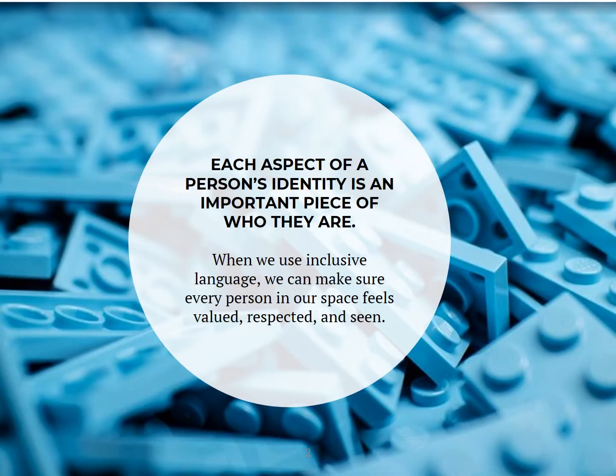First, I want to take a moment to talk about why this is important to learn. Each aspect of a person's identity is an important piece of who they are. Respecting and valuing people's identities is a cornerstone of inclusiveness, which is one of our Student Center values. We interact with more than 17,000 people from all walks of life every day in our building, so we want to make sure that the language we use in our space reflects our values.